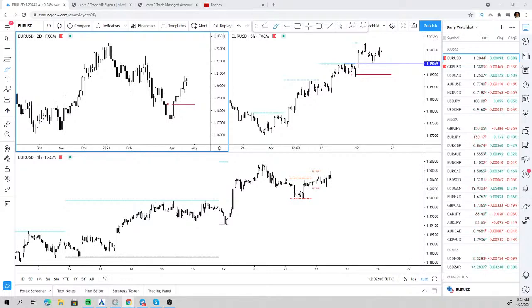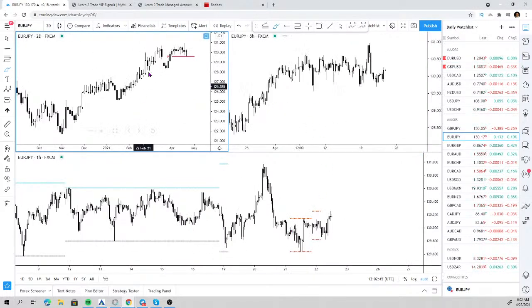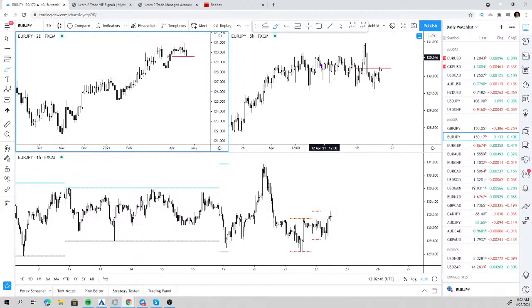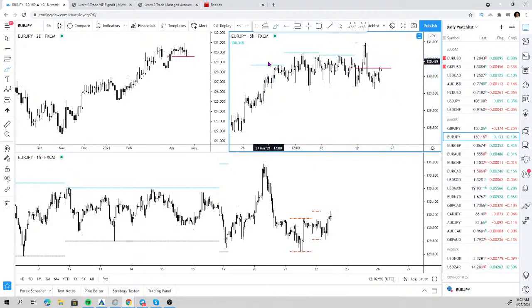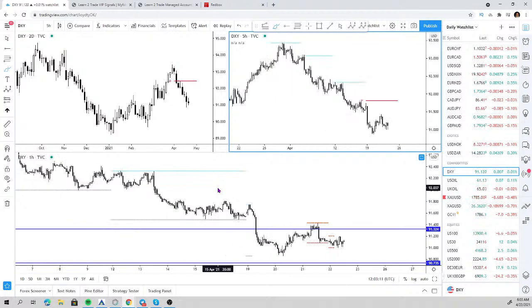Gold forecast, euro yen. I hate the euro yen. Let's start with that and just look at how choppy that is. This is the 5 hour chart. I wouldn't trade the euro yen with your fat finger, so stay away from that. Sure, I'll do that. I'll do gold, I'm not going to do silver. I'll do a lot of stuff, but we're going to start by looking at the DXY, the US dollar currency index.